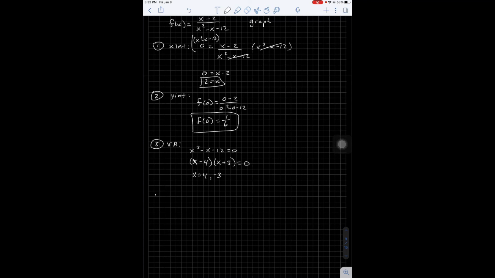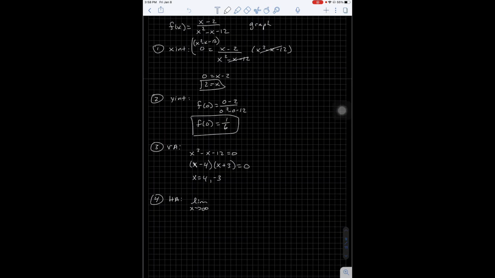Now let's go through this horizontal asymptote procedure again and just check ourselves. So I'm going to take the limit as x goes to infinity of this function, x minus 2 over x squared minus x minus 12. Okay, now we next divide every term by the highest power of x in the denominator. So I'm going to divide everything by x squared.